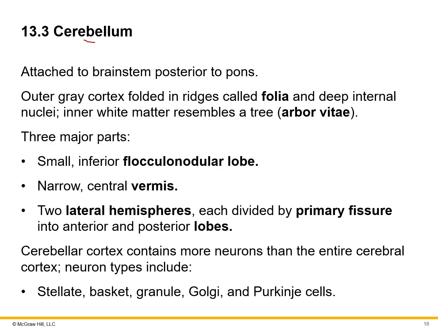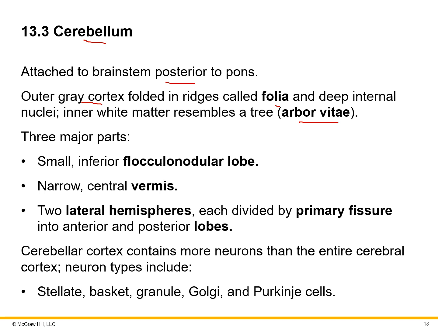All right, now our cerebellum, that branched off region that looks like a little shrub. It's posterior to the pons. The outer gray folded regions are called folia, and then deep internal nuclei are there as well. And then we also have white matter, which is what makes it look like a tree, called the arbor vitae. Arbor is like a tree term. So that's the white matter, and then we have the gray matter called the folia.